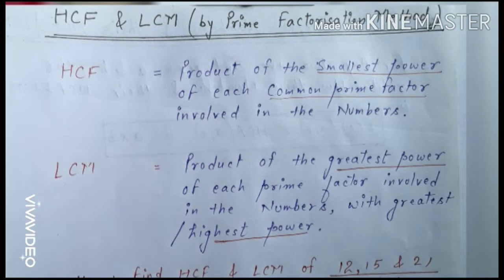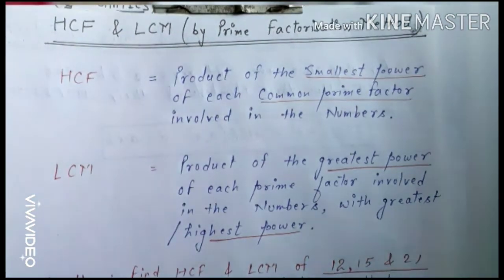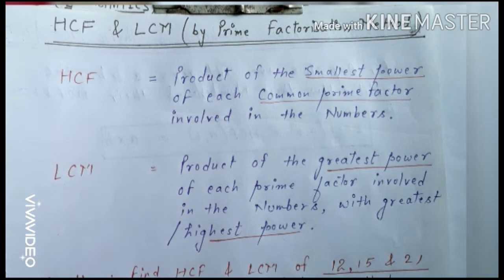Now today our next topic is HCF and LCM, highest common factor and lowest common multiple, with the help of the prime factorization method. Okay, we will find the HCF and LCM with the help of the prime factorization method.